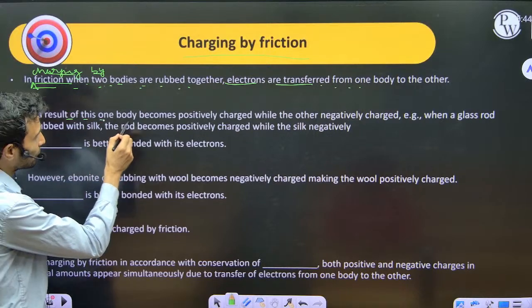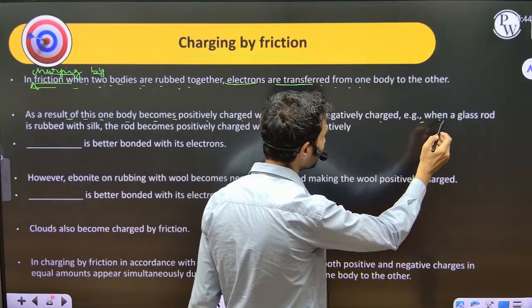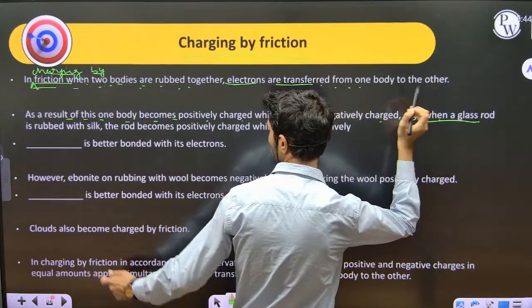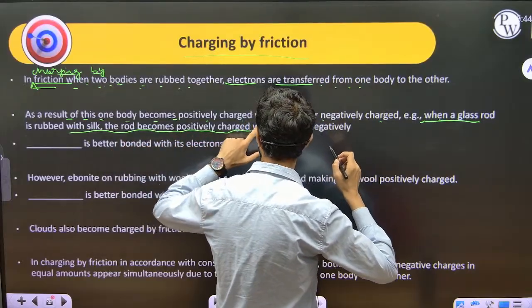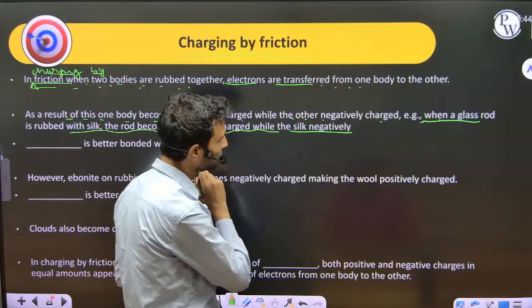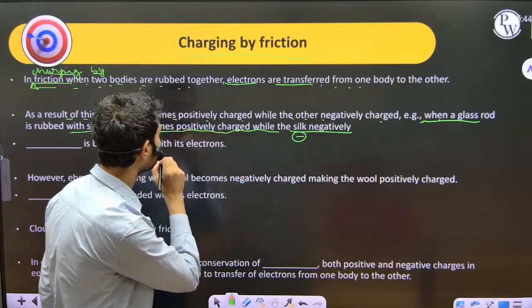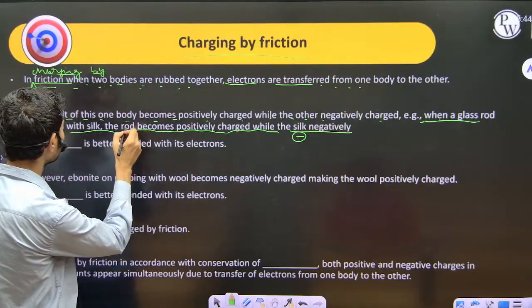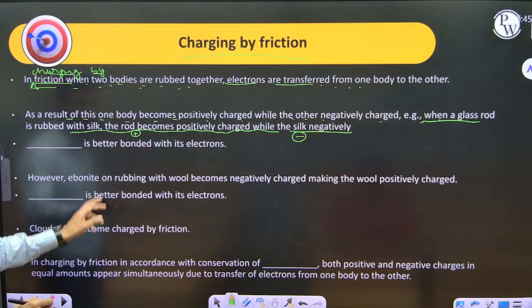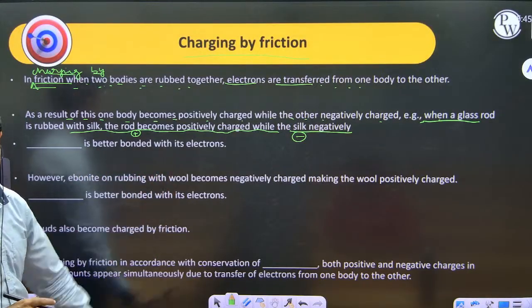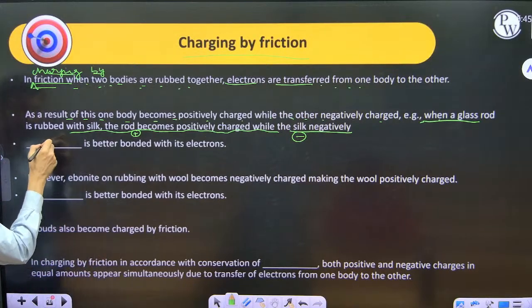As a result of this, one body becomes positively charged while the other body becomes negatively charged. Another example, when a glass rod is rubbed with silk, the rod becomes positively charged while the silk becomes negatively charged. So silk is getting negative charge, guys, and the rod is getting positive charge. So who is better bonded with their electrons? Silk, because silk ended up getting the negative charge.